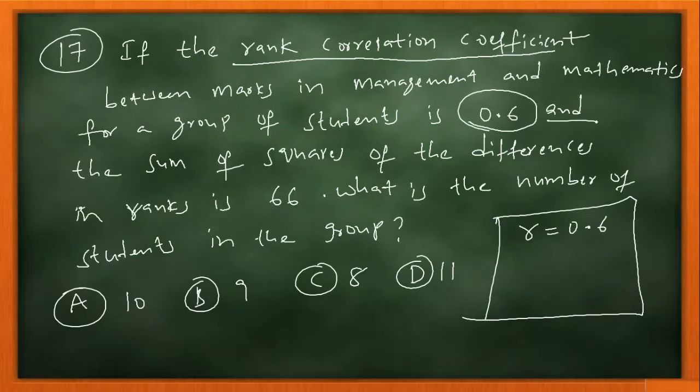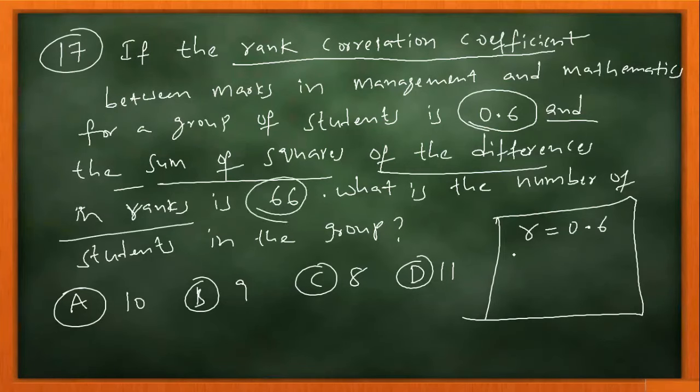One more point is given: the sum of squares of the differences in ranks is 66, which means summation d square, the sum of squares of the differences, is 66. And we need to find the number of students in the group. We don't know the number of students, small n or N.